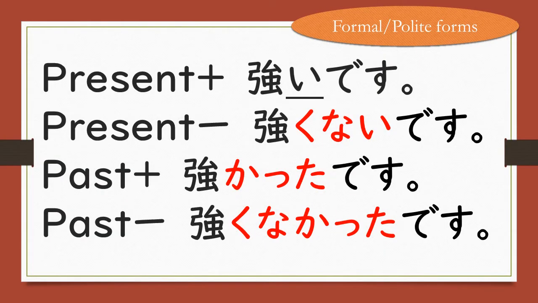Practice the polite form of 強い. Present positive 強いです. Present negative 強くないです. Past positive 強かったです. Past negative 強くなかったです. Now repeat after me. Present positive 強いです. Present negative 強くないです. Past positive 強かったです. Past negative 強くなかったです.